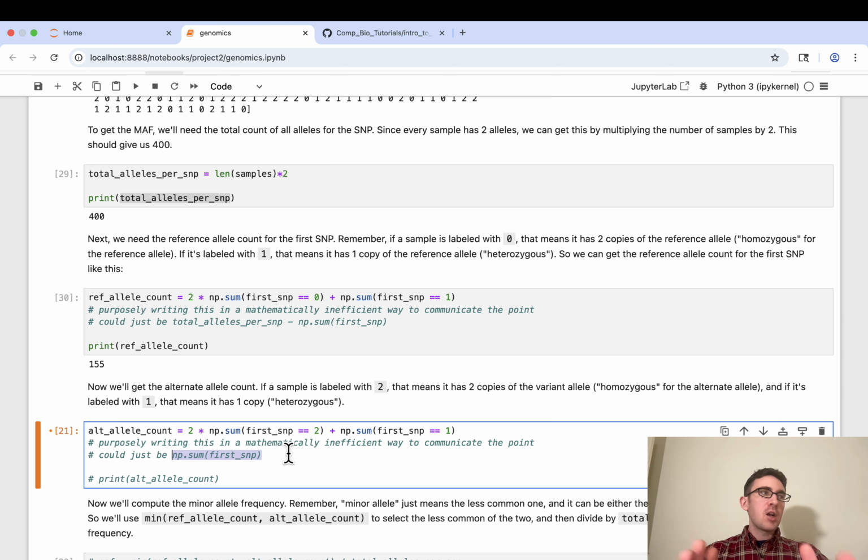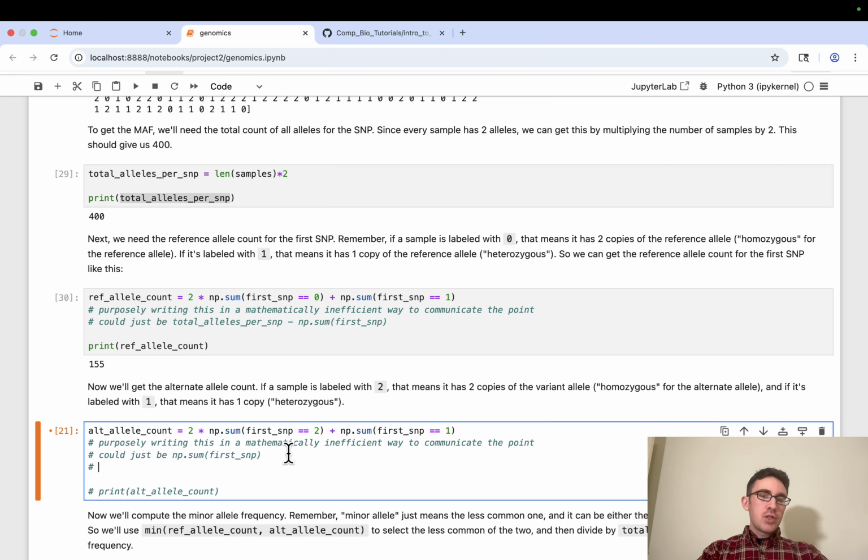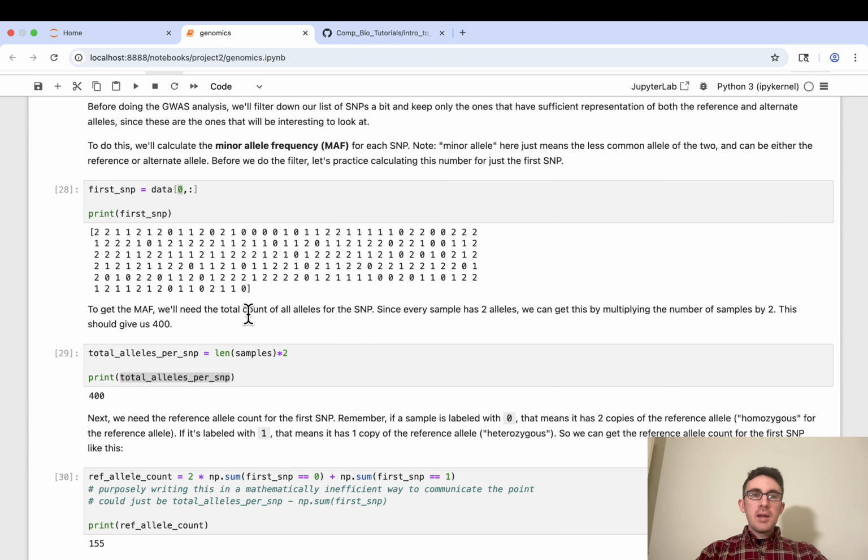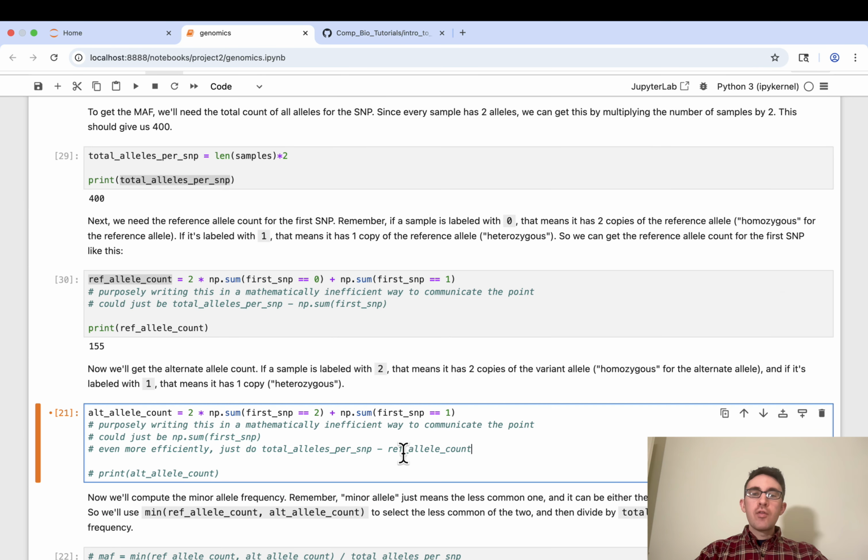I mean, sorry, not count, but sum up all of the zeros, ones, and twos. Or I even just forgot to make a comment. I'll just say, even more efficiently, just do total alleles per SNP minus the reference allele count. So those are a couple more efficient ways to do this alternate allele count, but I just decided to do it explicitly with this count of 2's and 1's, to be hopefully completely clear about what we're actually counting up here.